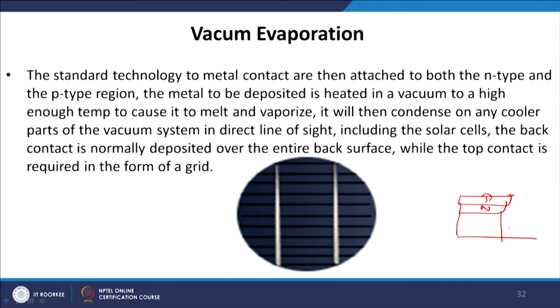The standard technology to metal contact are then attached to both the N type and the P type region. The metal to be deposited is heated in a vacuum to high enough temperature to cause it to melt and vaporize. It will then condense on the cooler parts of the vacuum system and then directly go and deposit on this wafer. So, the back contact is normally deposited over the entire back surface, while the top contact is required in the form of the grid.